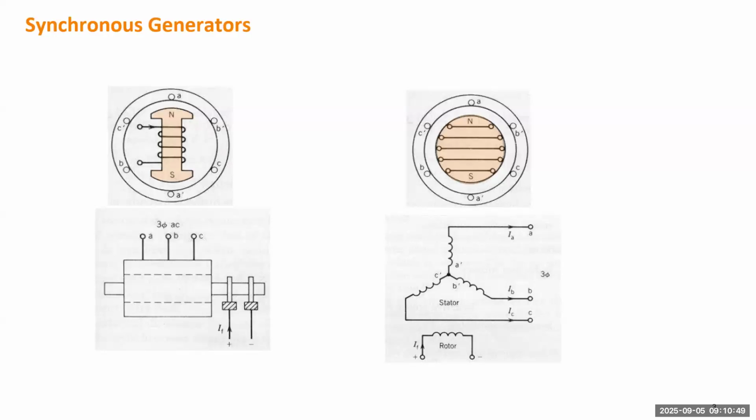This slide shows the picture of two types of synchronous generators. The generators have both a rotor and a stator. Stator basically means the armature part, which is connected to the external network. The rotor means the inside, revolving part, which is driven by a turbine. If it's a hydro power plant, it will be driven by a hydro turbine. If it's a steam generator, it will be driven by a steam turbine.